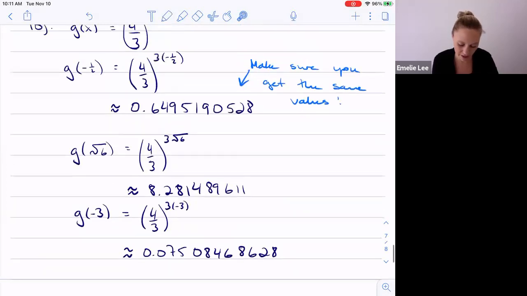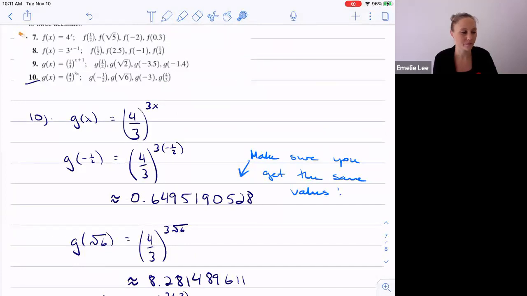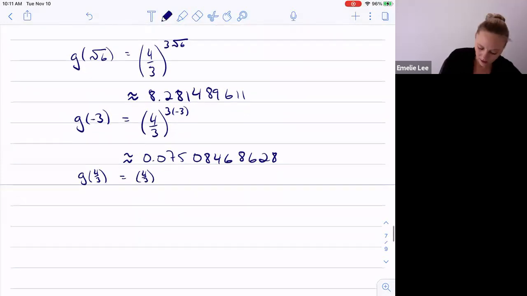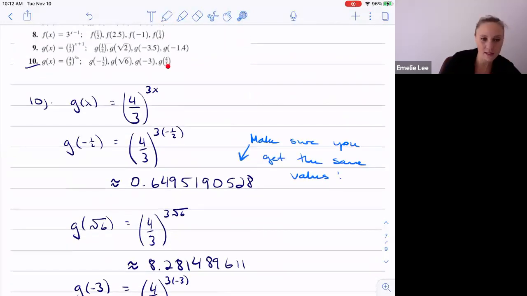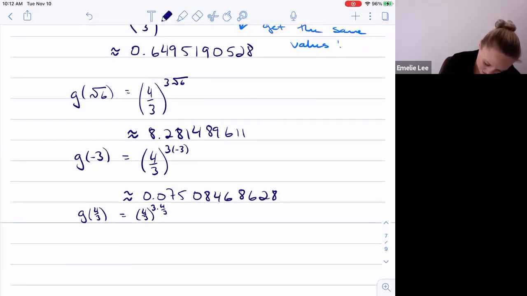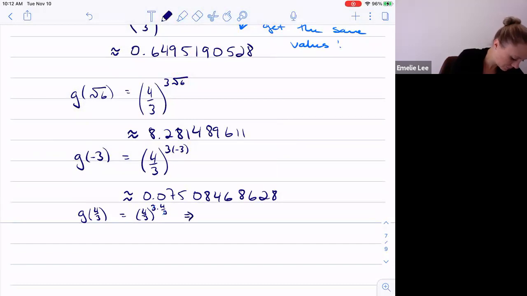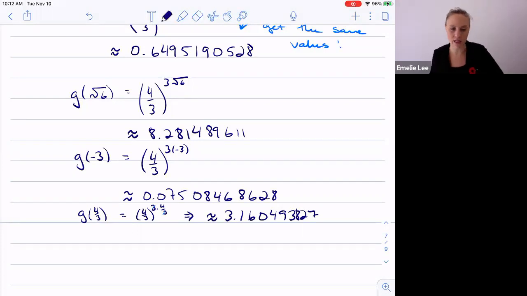And I've got the end of my page here, so I'm not going to do the last one, but I'll tell you what it is. Maybe I'll squeeze it in here. 4/3 to the power of 3 times 4/3. Right, because x is 4/3. These 3's are actually going to cancel. And so I get 4/3 to the power of 4, which is roughly equal to 3.16049387. You don't have to cancel those 3's right away if you don't want to. You can just keep them in there, but it should be the same.